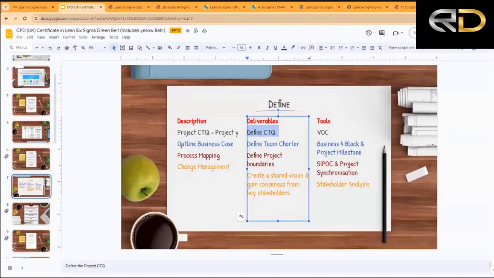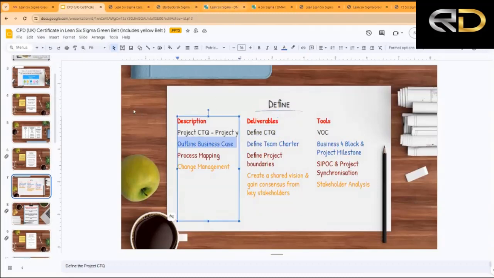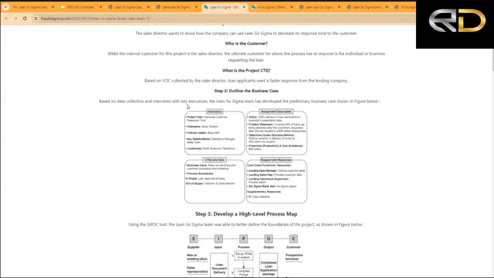Number two, you now have to outline the business case. So here you go. Based on the data collection and the interviews with key executives, the Lean Six Sigma team has developed the preliminary business case as shown below. This is the project four-block with project milestones. And as you can see, what is the vision? We want to have 100% delivery of loan documents to customers on the expected date.